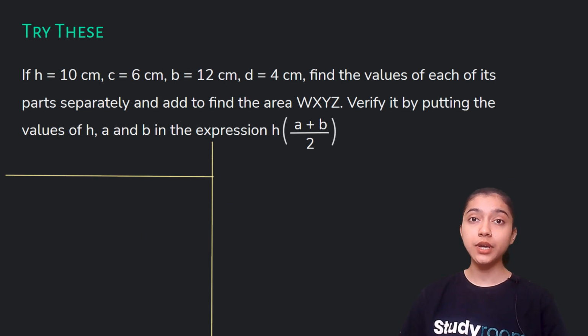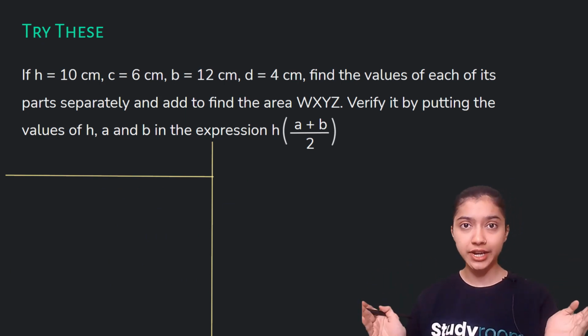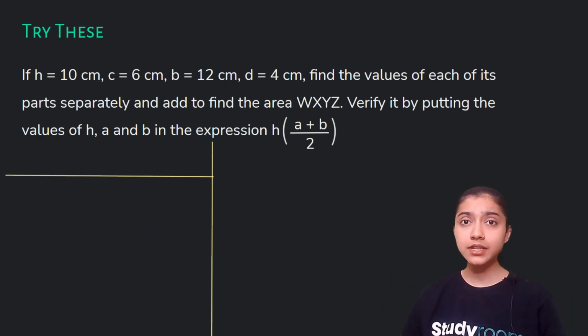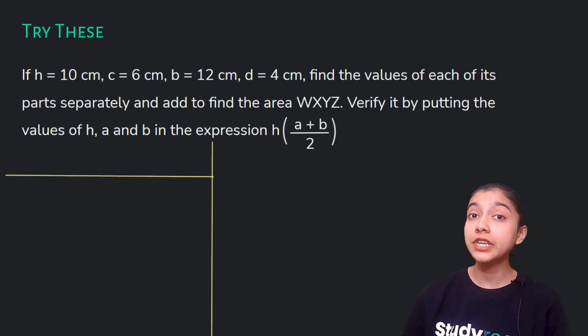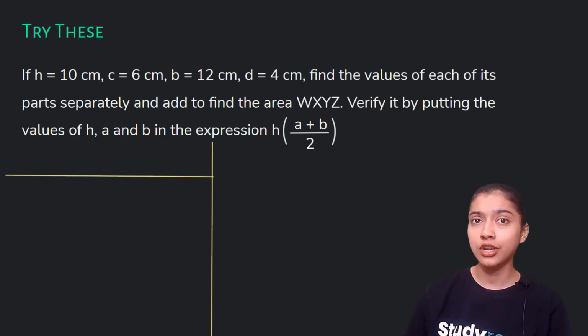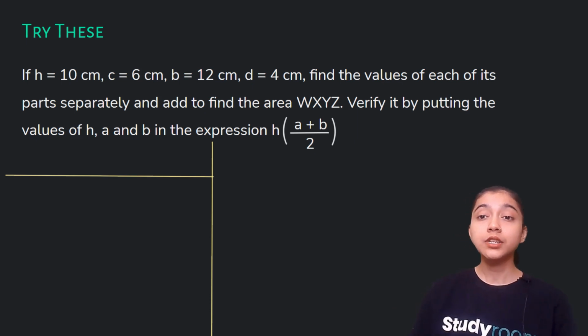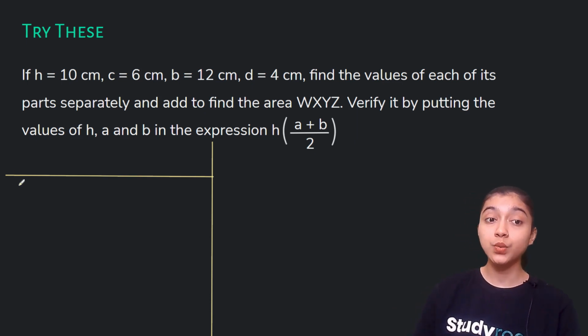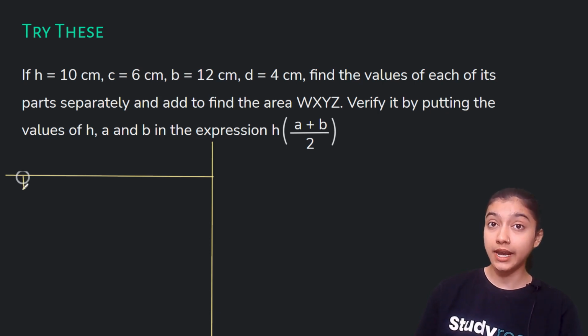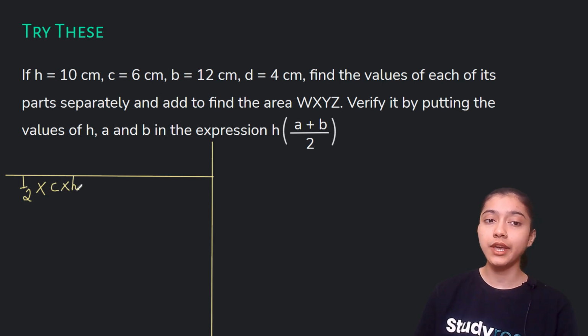Now, in the previous question, we have been provided with a trapezium that was divided into three separate parts, two triangles and one rectangle. Now, let us try calculating the area of each of the separate parts and let's add them up to calculate the area of the trapezium. So, the first part that was given to us was a triangle and the area of the triangle will be half into base into height. So the first triangle that was given to us had this area, half into C into H.